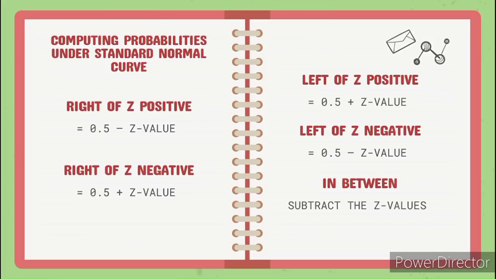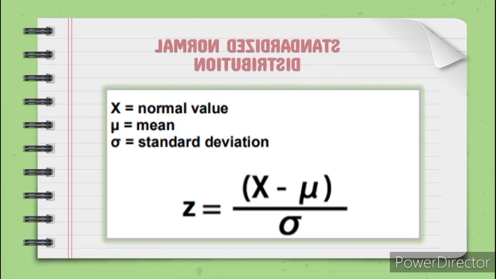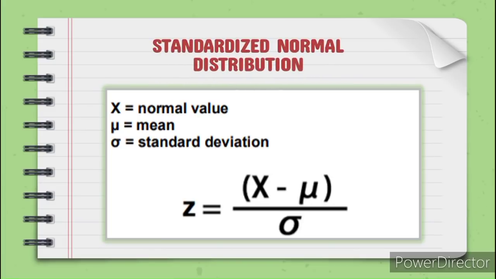Mamaya mga anak, malalaman nyo kung anong mga gamit ng limang yan. For this topic, may formula din. Kung gaano kahaba yung susunod na formula, ganoon naman kaikli itong formula natin. The standardized normal distribution is equal to x minus mean all over standard deviation.